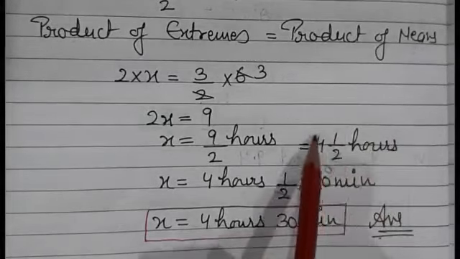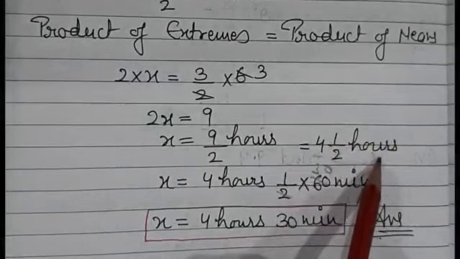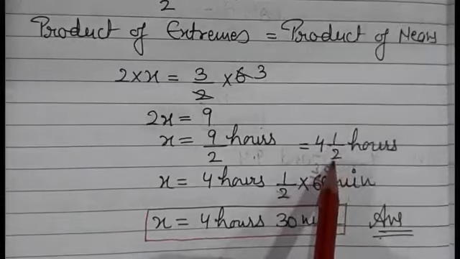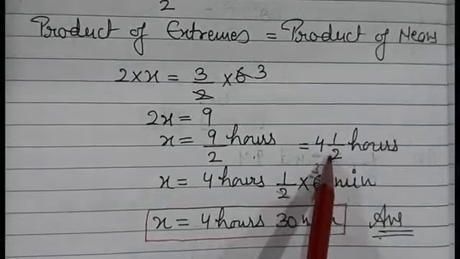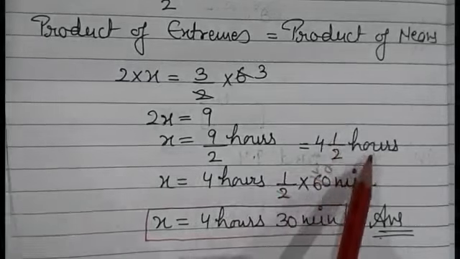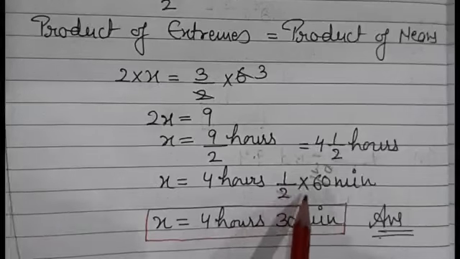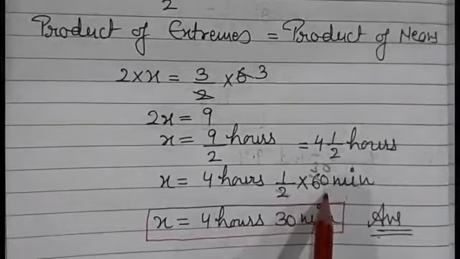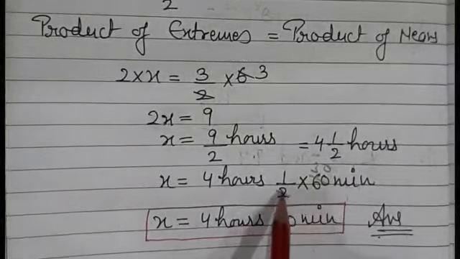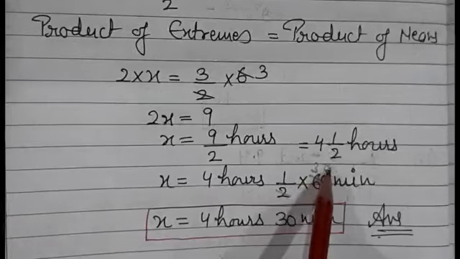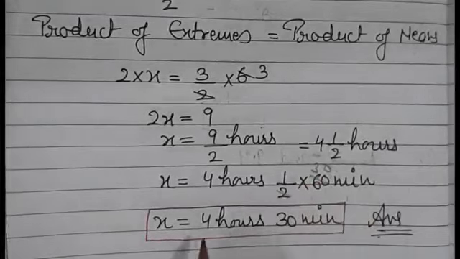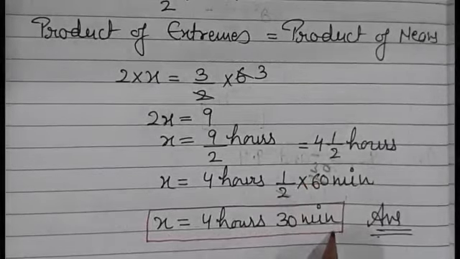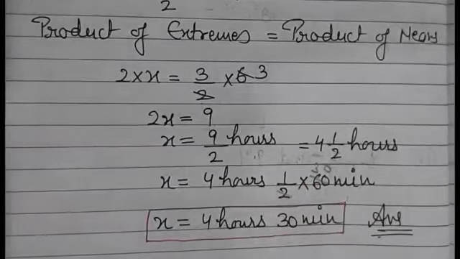Now don't leave your answer till here. Right? This 1 upon 2 hours we have to convert into minutes. Clear? So we can write as 4 hours, 1 upon 2 hours we can write as 1 upon 2 into 60 minutes because 1 hour is equal to 60 minutes. So when we simplify, 2 ones are 2, 2 threes are 6, 0, 30 minutes will come. So fourth proportion is 4 hours 30 minutes. Hope it is clear to you.